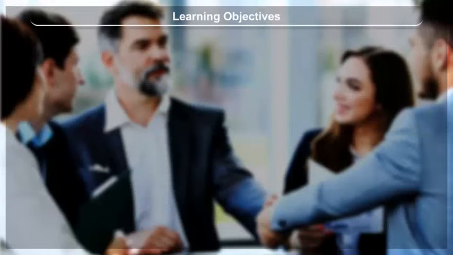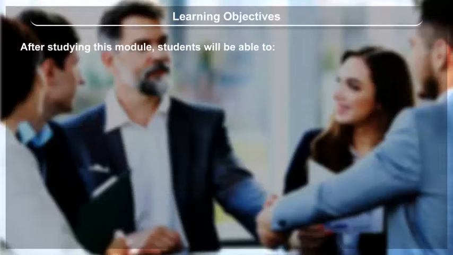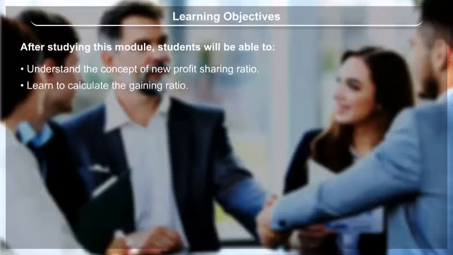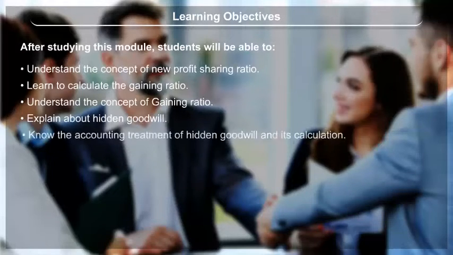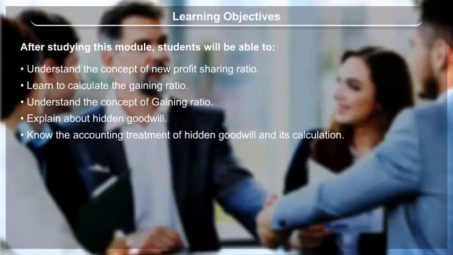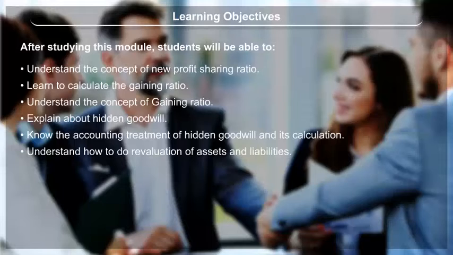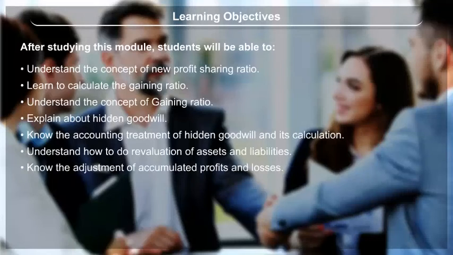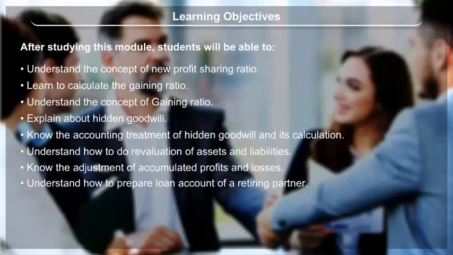Learning objectives. After studying this module, students will be able to understand the concept of new profit sharing ratio, learn to calculate the gaining ratio, understand the concept of gaining ratio, explain about hidden goodwill, know the accounting treatment of hidden goodwill and its calculation, understand how to do revaluation of assets and liabilities, know the adjustment of accumulated profits and losses, understand how to prepare loan account of a retiring partner, and prepare balance sheet of a reconstituted firm.